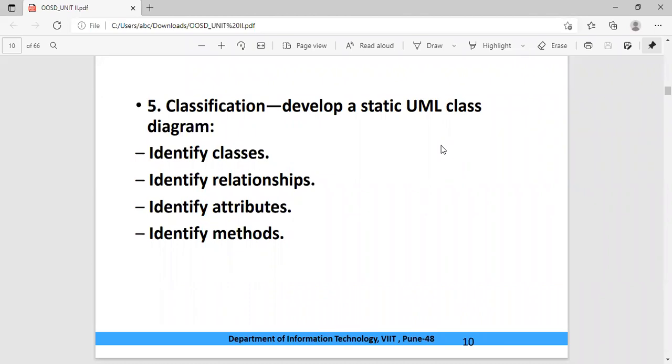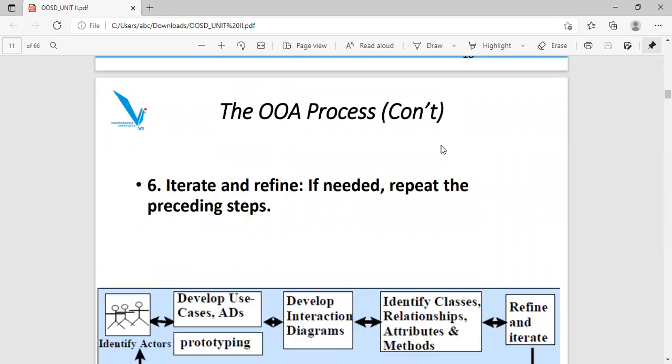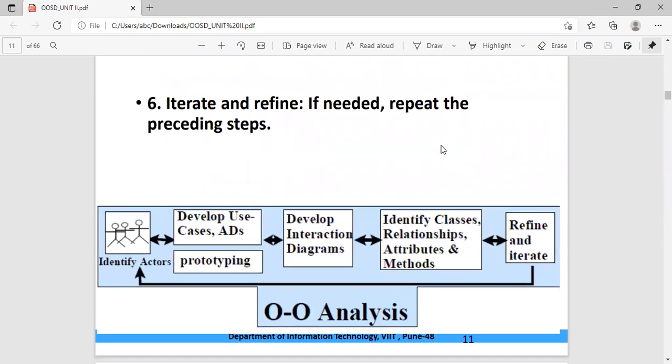So at that time you have to identify the classification, and that is to be developed with the help of a static UML class diagram. Here I want you to understand object-oriented analysis, which is used in an iterative way, where I have to refine it. I have already explained this diagram in our first unit. Again, I am showing the same diagram.